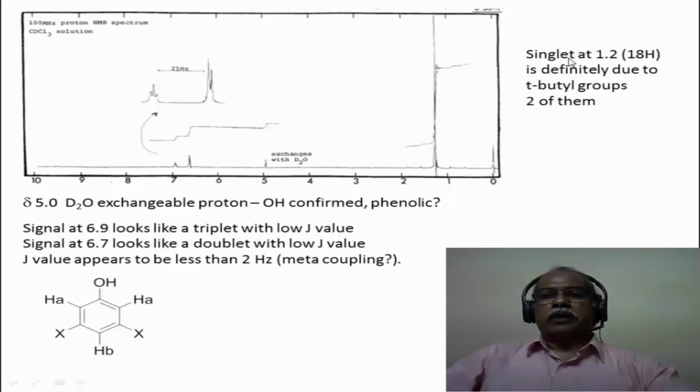So the 1.2 signal, which is this particular signal, is definitely due to the tertiary butyl group. 2 of them are present, because the 18 hydrogen intensity of a singlet can only be a tertiary butyl group in this case. So the X groups are tertiary butyl groups in this particular instance.